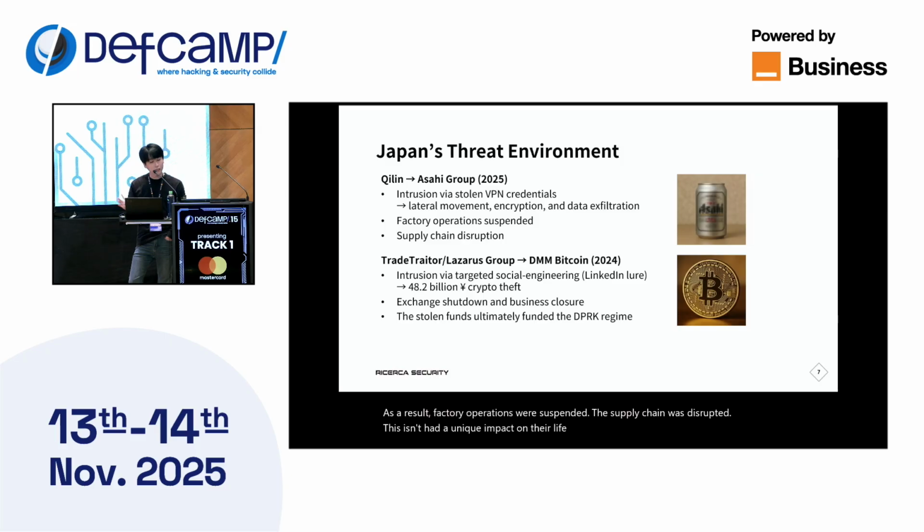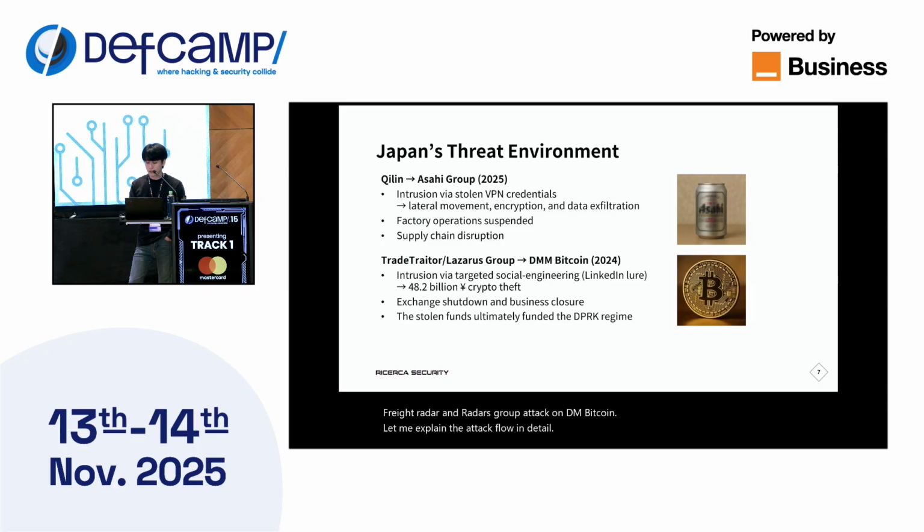Asahi Super Dry is one of Japan's famous beers. It became unavailable at restaurants. Among all cyber attacks, this was, I think, literally the incident that most affected everyday life. So case 2, TradeTraitor and Lazarus Group's attack on DMM Bitcoin. Let me explain the attack flow in detail.